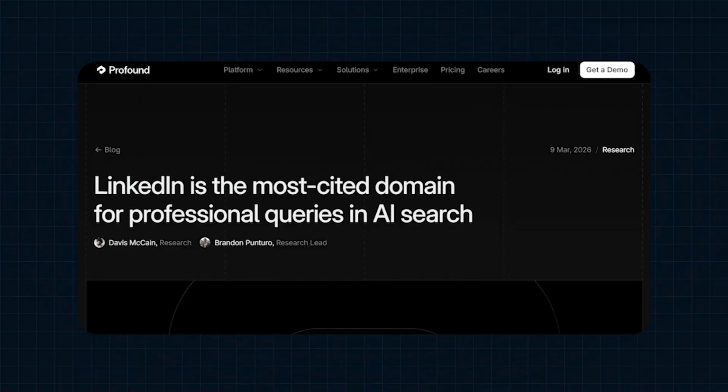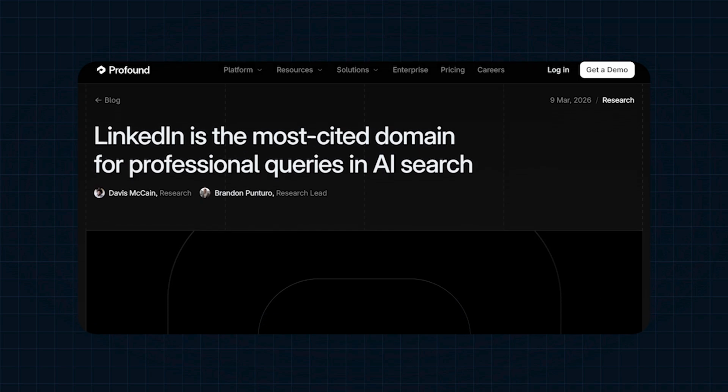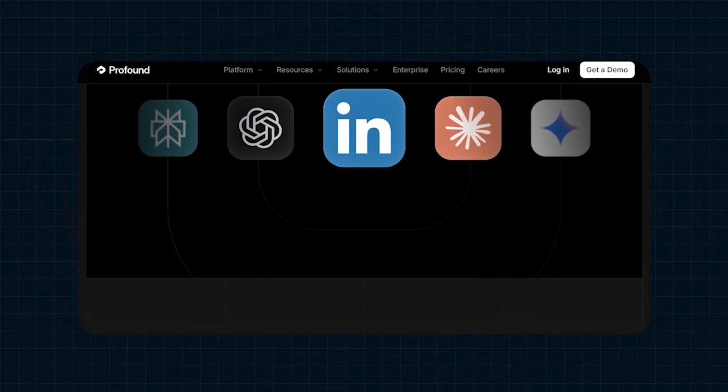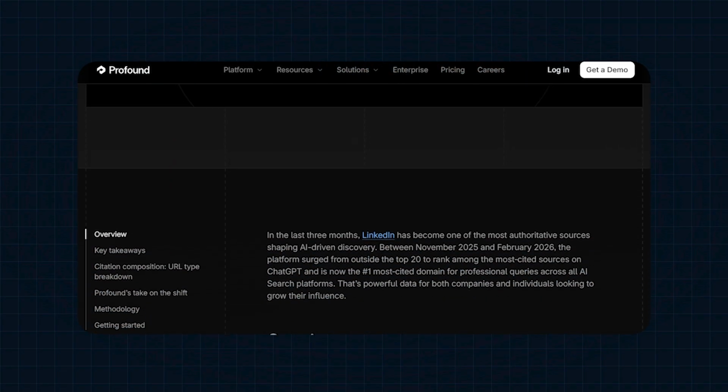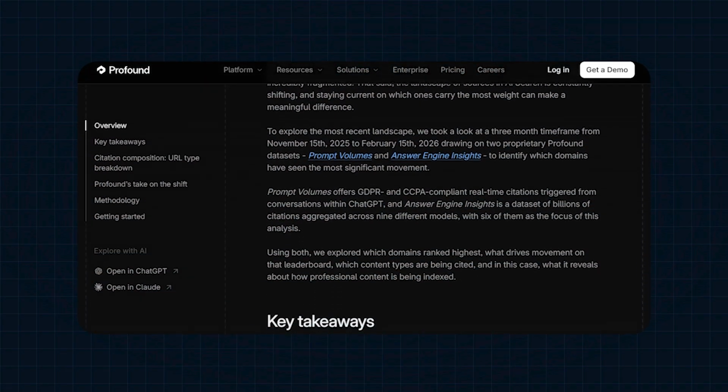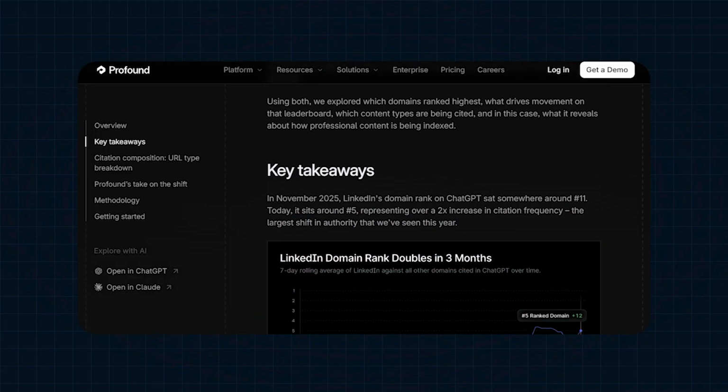But here's some fascinating research that came out specifically related to LinkedIn. In March 2026, the Profound team noticed LinkedIn surging from outside the top 20 to become the number one most cited domain for professional queries across all search platforms like ChatGPT, Perplexity, Claude, Copilot. This change was specifically noticed between November 2025 and February 2026. Within those 2 to 3 months, LinkedIn gained a ton of momentum and a ton of additional respect by all of these LLM crawlers.